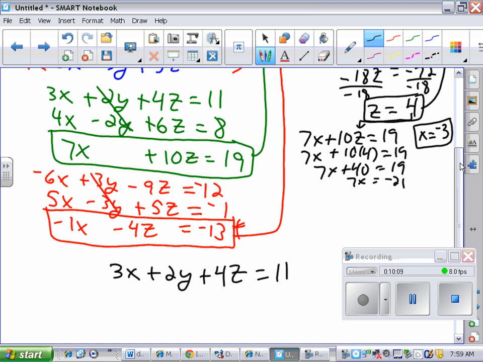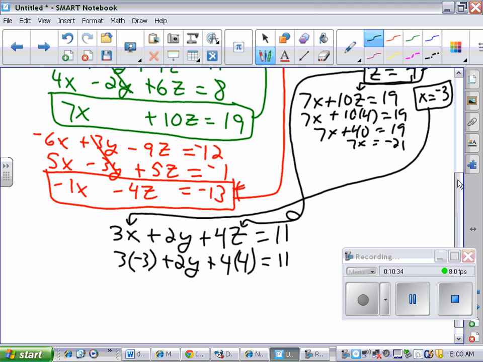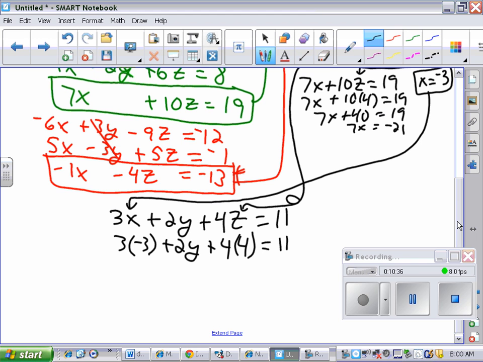So I have my x and my z from over there. I'm just going to take the x, put it there. I'm going to take the z, put it right there. I have 3 times negative 3 plus 2 times y plus 4 times 4 equals 11. Okay, and now I'll just continue on down.